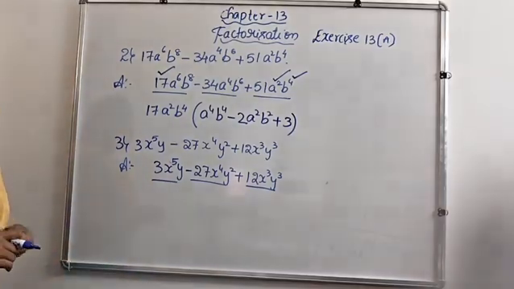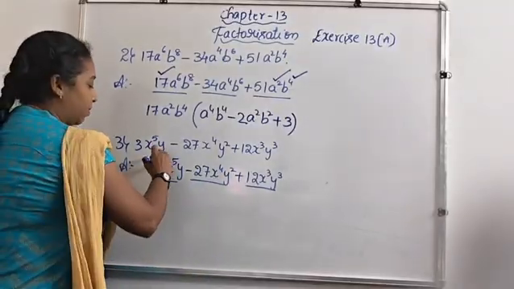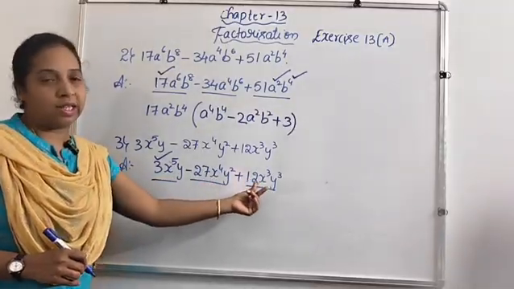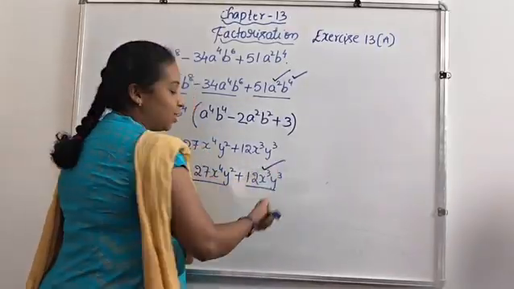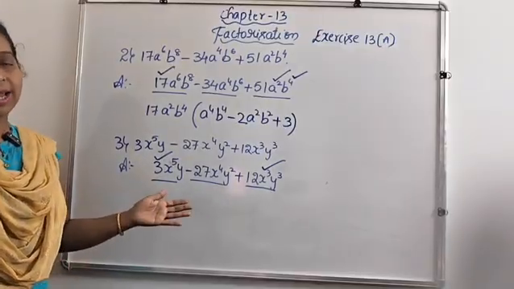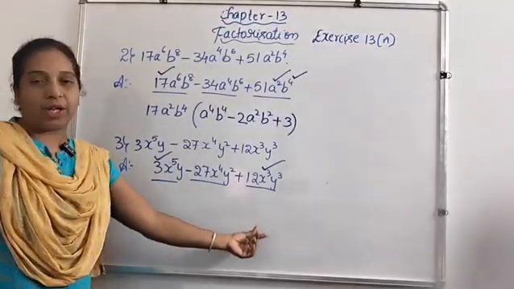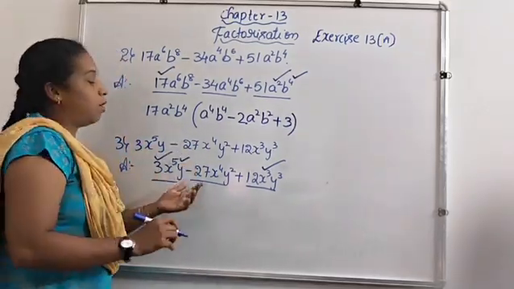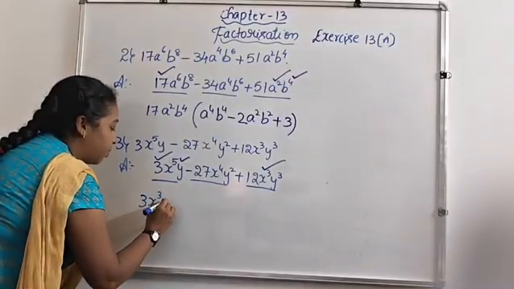In these three terms, which are the common? 3, 27, 12. Which is the least common in the numbers? 3. Then x to the power of 5, x to the power of 4, x to the power of 3. Which is the least? x to the power of 3, because its power is less. Then y square, y cube. Which is less? Only y is less. So these are the common we have to take out: 3x cube y.